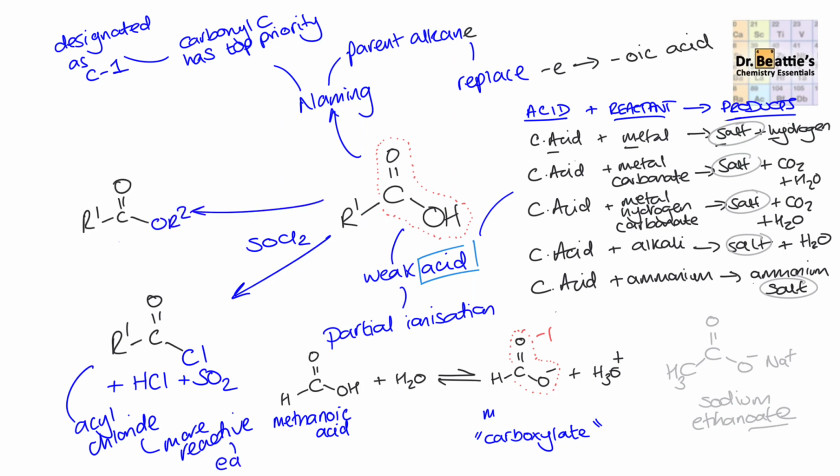The other thing it can do is be converted to an ester. This is by reaction with an alcohol that contains the R2 group here, and also an acid catalyst. As we mentioned earlier, this process of esterification will be spoken about in more detail in the following video. And then finally, a carboxylic acid can also be changed into an acid anhydride.